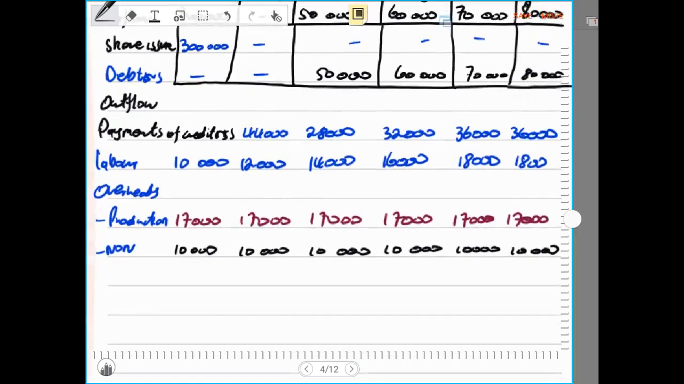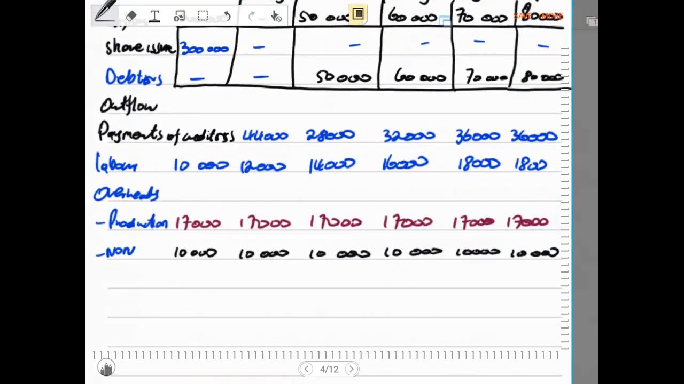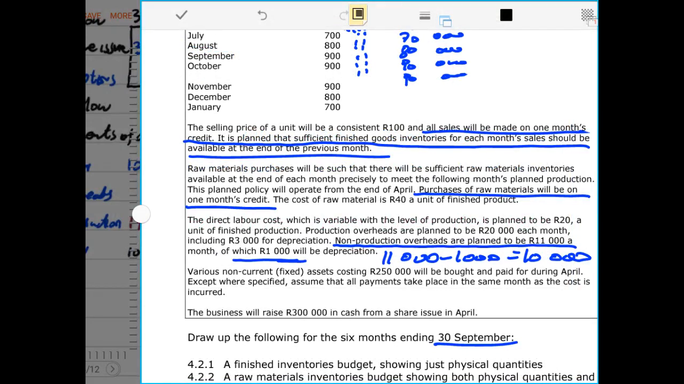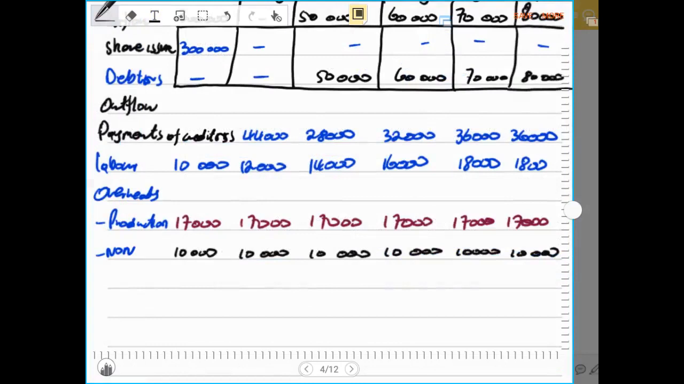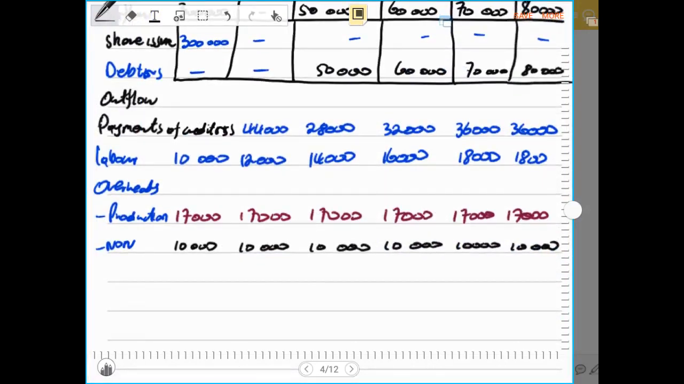Now we have recorded most of what was needed in this question, but there's still one thing left: the fixed asset of 250,000 that was bought in the month of April. They said you must assume that all payments take place in the same month as the cost was incurred, indicating that the payment for the non-current asset will take place in April. So I'll just say fixed asset of 250,000 rands.